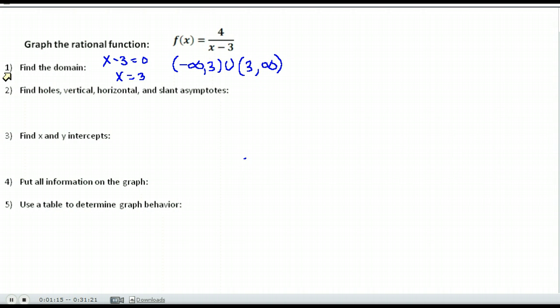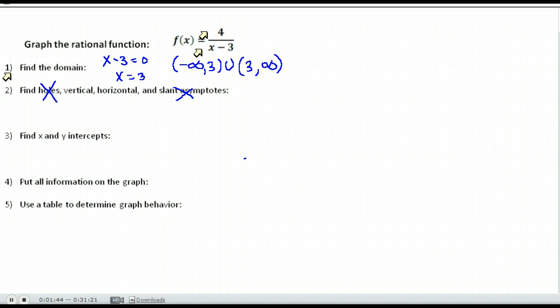Find any holes, vertical asymptotes or slant asymptotes. There are no holes in this graph, and I can tell that because in order to find holes, you cancel any common factors from numerator and denominator, and there aren't any. There are also no slant asymptotes. I can tell that because slant asymptotes occur when the degree of the numerator is just 1 more than the degree of the denominator, and in this case it is not. So there won't be any slant asymptotes.